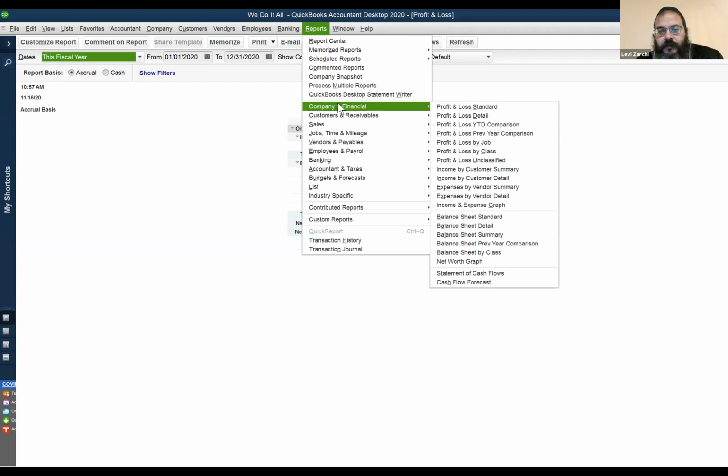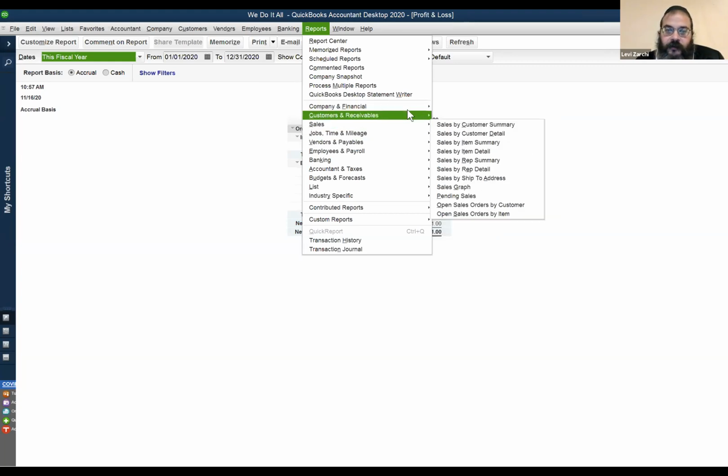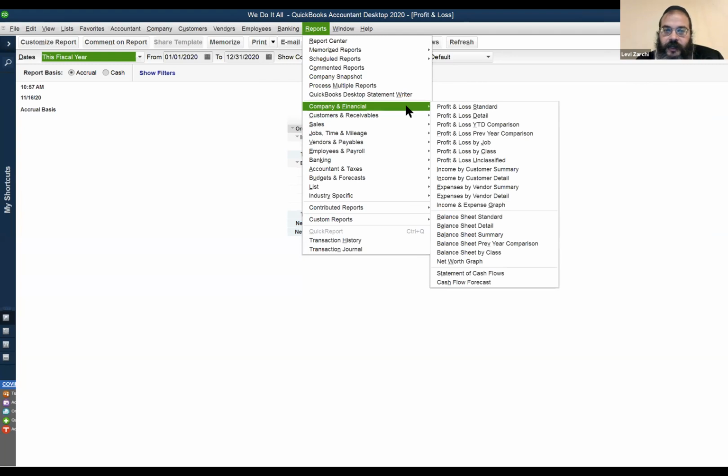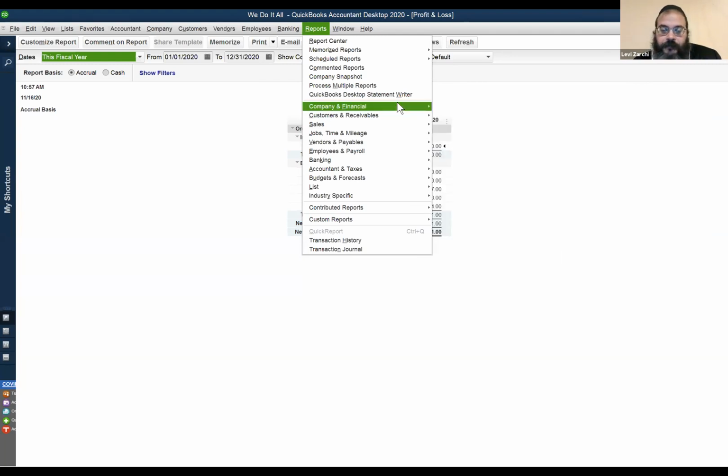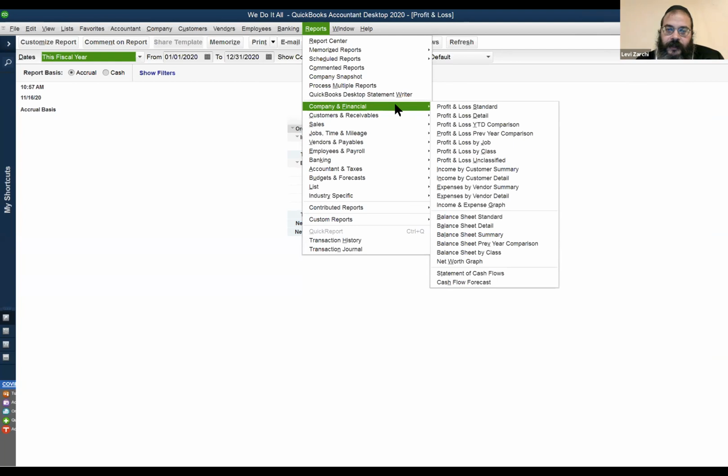Are we doing better? We can make comparisons to previous years, as you see over here. Previous year comparison; you can compare periods, not only years. You have sales. The first thing is in the second section called Company Financial. So everyone could do this actually right now. You could drop down to Company and Financial, and we're going to do two reports. The first one is the profit and loss standard, and the second one is going to be in the second section called balance sheet standard.